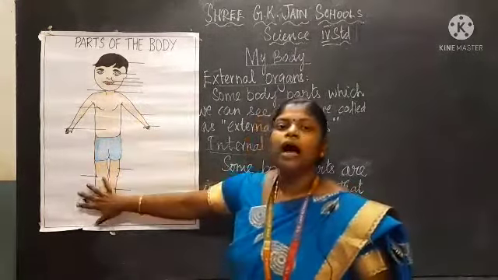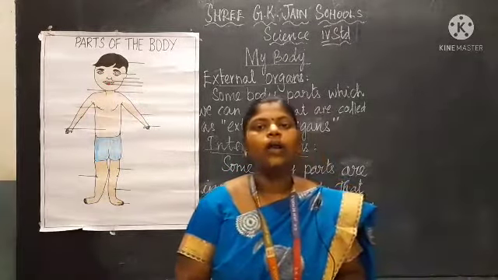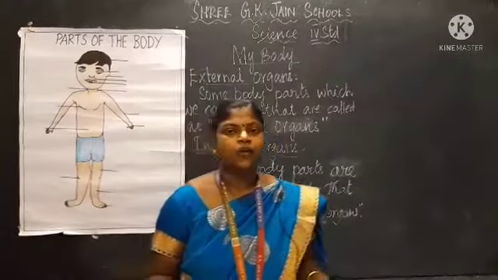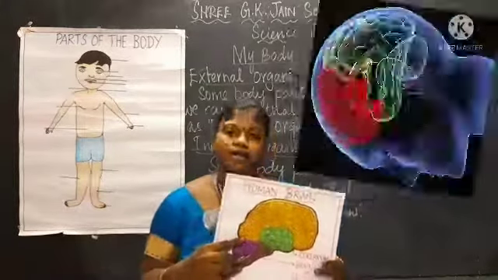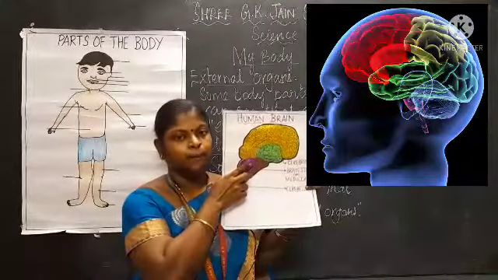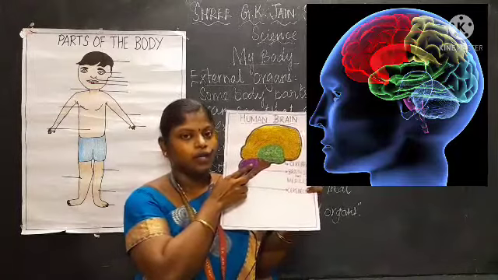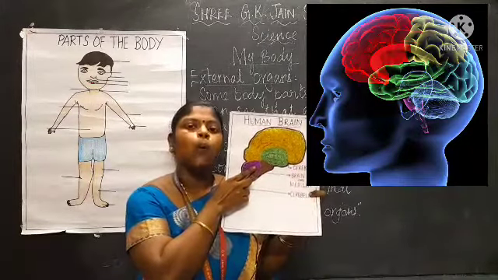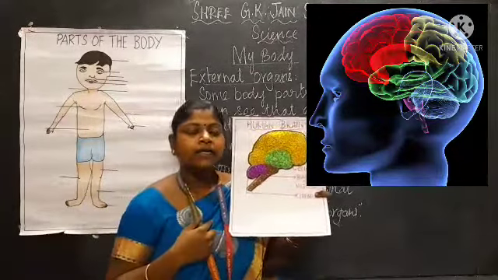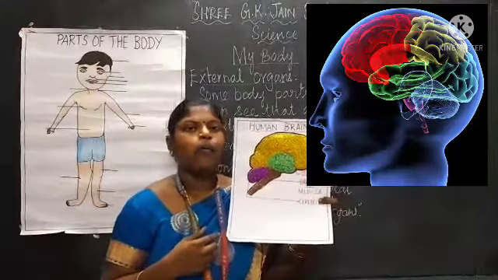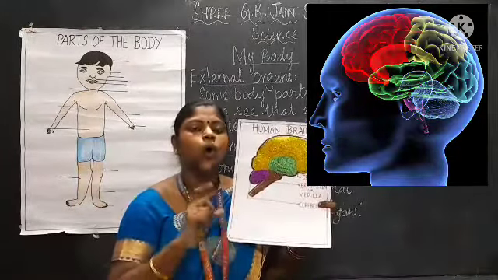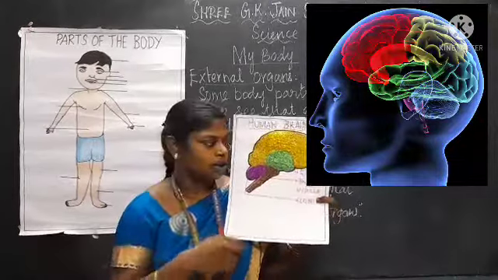So these are all our external parts and these are all our internal parts. Okay children, let me explain a few things about our internal organs. You can see here, this is our brain. The weight of the human brain in an adult is 1.3 kilograms. You can see here, our brain is the major part of our body. So this is one of the internal organs. It controls all the functions of our body.